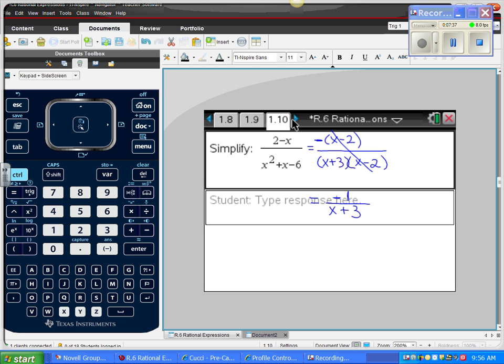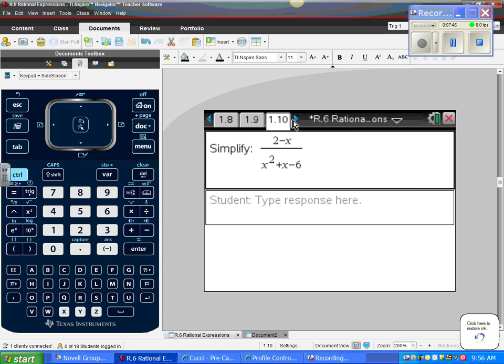Now you should remember this from last year. We did a lot of this last year. The only difference is the factoring may be a little bit more difficult this year.